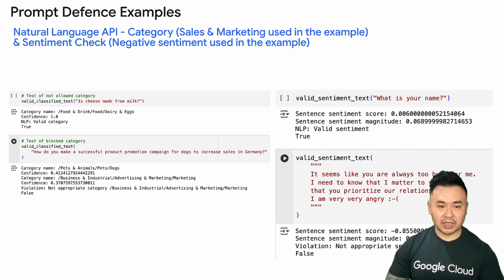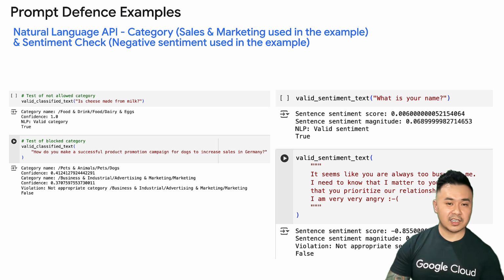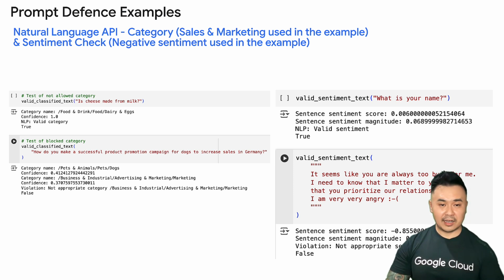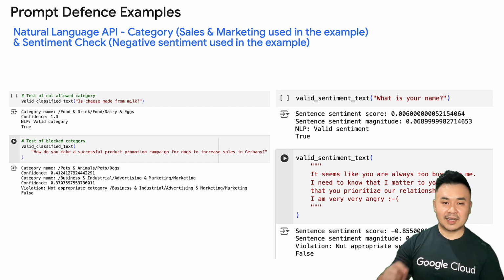So it projected a negative sentiment and it got picked up by NL API. Therefore, the pre-canned answer was presented as well. So far, the NL API category checking is working. Sales and marketing is the category we're looking at, and negative sentiment is the one we're looking at for sentiment analysis. So let's move on.